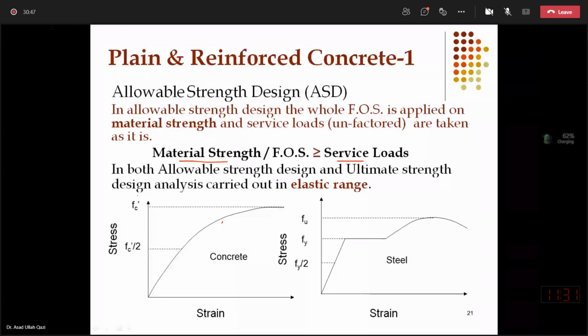So f'c we determine by crushing two standard cured cylinders of size 150 millimeter diameter by 300 millimeter height, cured according to ASTM specification for 28 days, and then at the age of 28 days we crush them to find out what maximum strength they got. That strength at the age of 28 days of standard cured cylinders will be declared as f'c in ACI 318, Building Code Requirements for Structural Concrete.